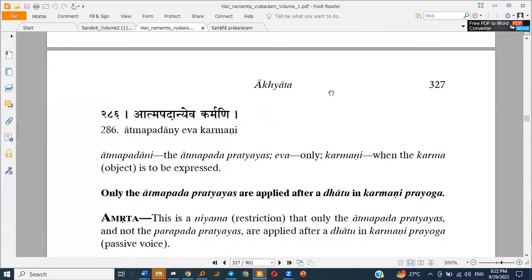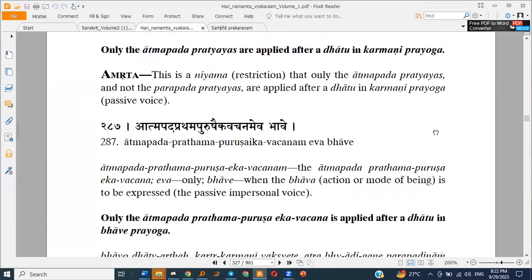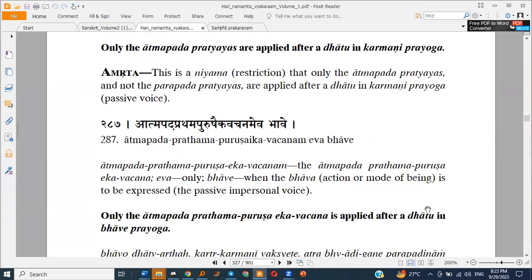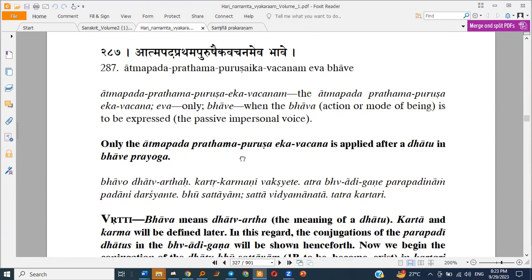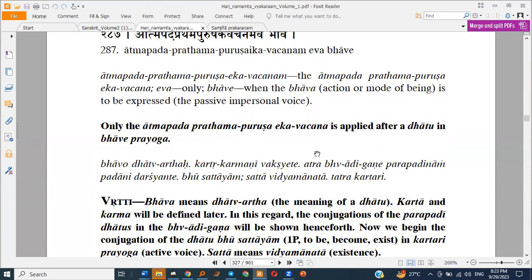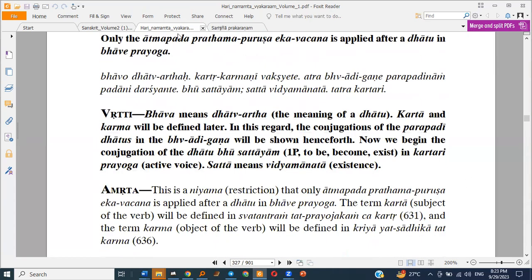Yeah, so then the last one is Atmapadani eva karmani. Only the Atmapada pratyayas are applied after a dhatu in Karmani Prayoga. Then Atmapada Prathama Purusha Ekavachanam eva bhave. Only the Atmapada Prathama Purusha Ekavachana is applied after a dhatu in Bhave Prayoga. Okay, let us move on and it will be more clear. Bhava here doesn't mean emotion as we understand. Bhava here means Dhatu Artha, the meaning of a dhatu.